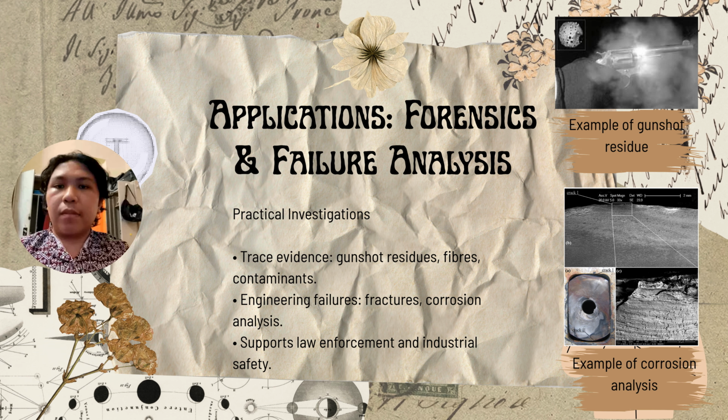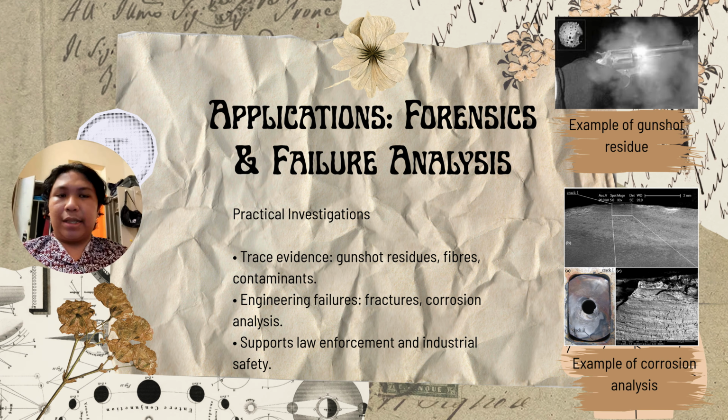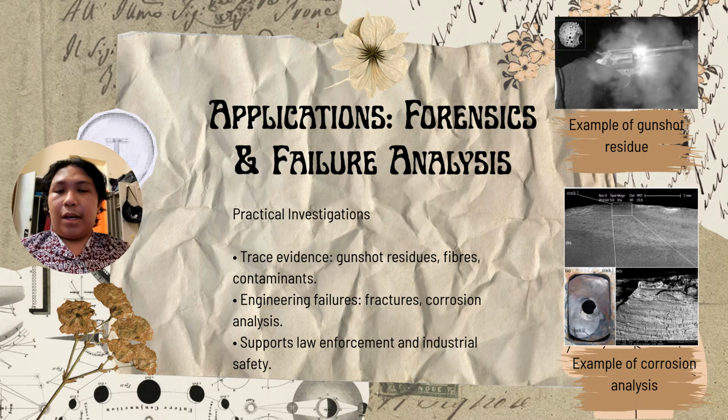Alright, for applications in forensics and failure analysis, for practical investigations, we have trace evidence such as gunshot residues, fibers, and contaminants. Like the example we have here, which is an example of gunshot residue analyzed using the electron microscope. Another one, we have engineering failures, which involve fractures, corrosion, and analysis. We have the example of corrosion analysis, image on the right. So all of this is to support law enforcement and industrial safety.